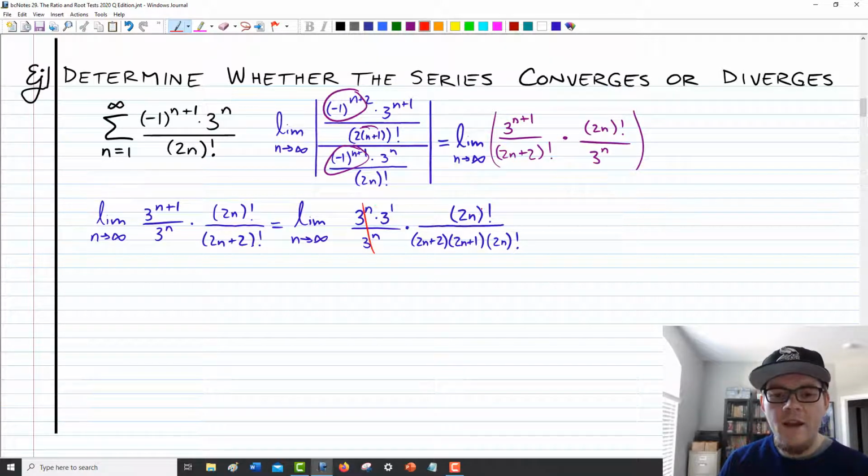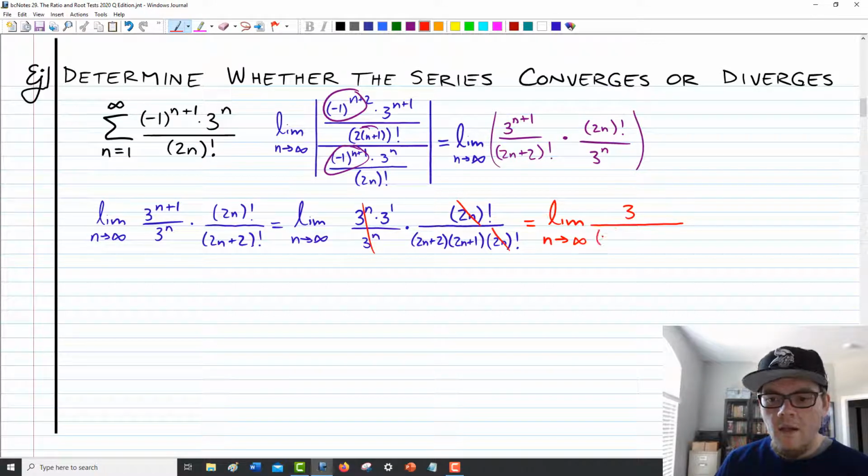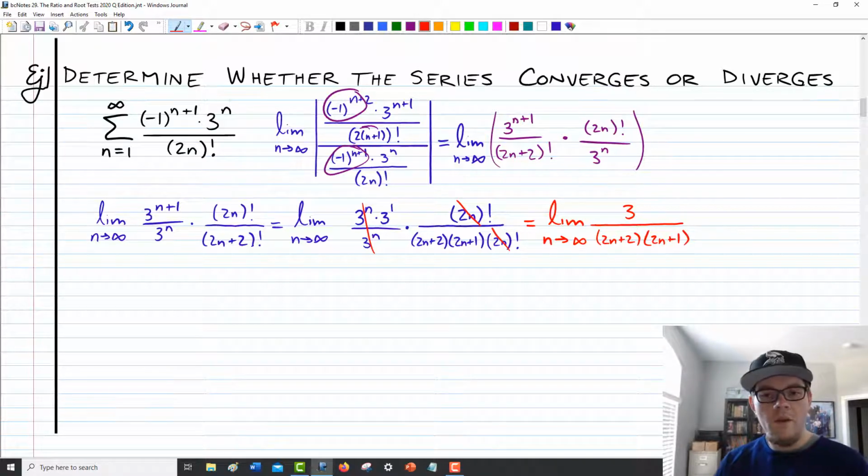Having done all that, I can divide out all the factors that undo one another, and that gives me my ratio in a lot cleaner form. We now have the limit as n goes to infinity of, it looks like, just 3 by itself in the numerator, and our denominator is 2n plus 2 times 2n plus 1. So at this point, you could keep going through, but I think we're ready to actually evaluate this guy.